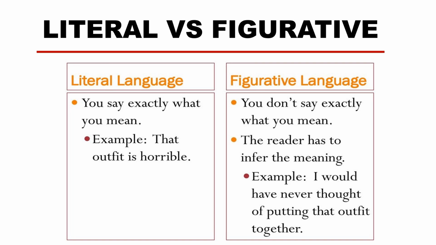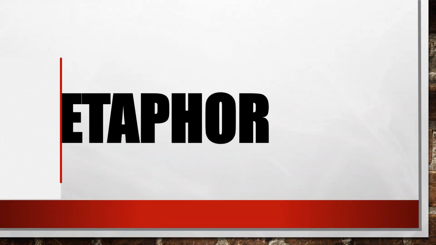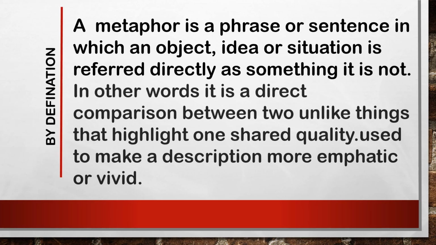And with figurative language, you are not direct. You are indirect when you mean something. You don't say exactly what you mean. An example of this: I would have never thought of putting that outfit together. You don't put an outfit together, you just wear it. So in this context, that means the person wore a lovely attire that he or she saw as beautiful. So let's continue to the types.